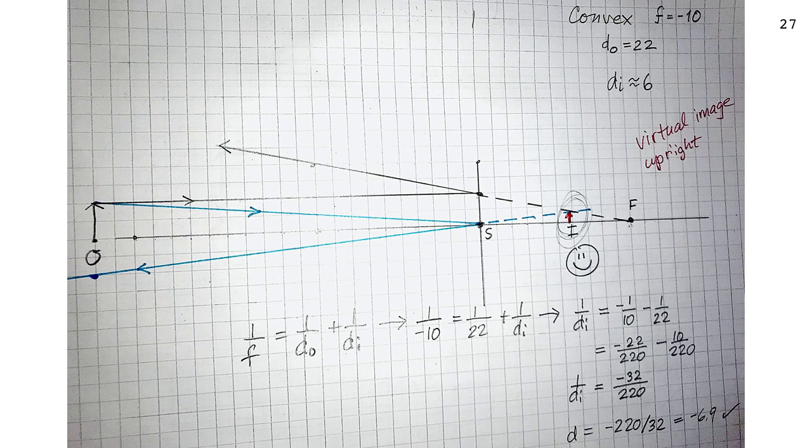And then another 10 units out. Let's see if I can put the center. Okay, the center's off the picture. That's all right. All right, so here's my object. Okay, here's my focal point, and here's my mirror.